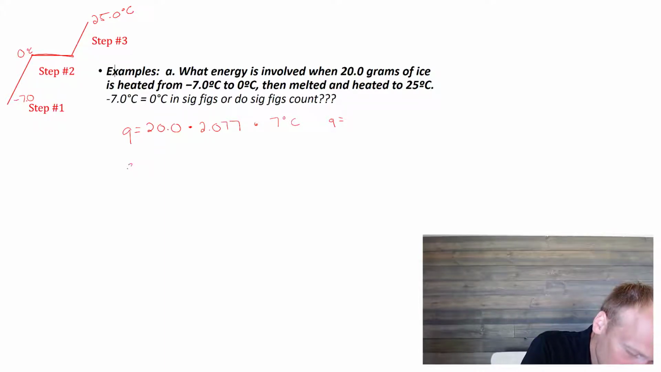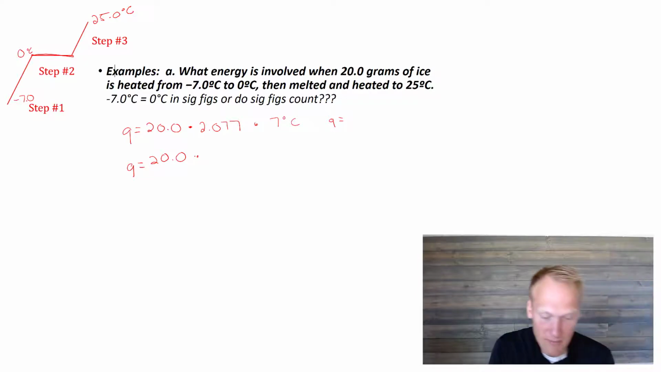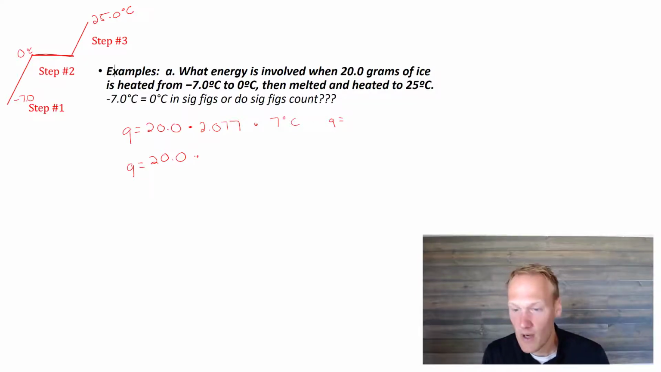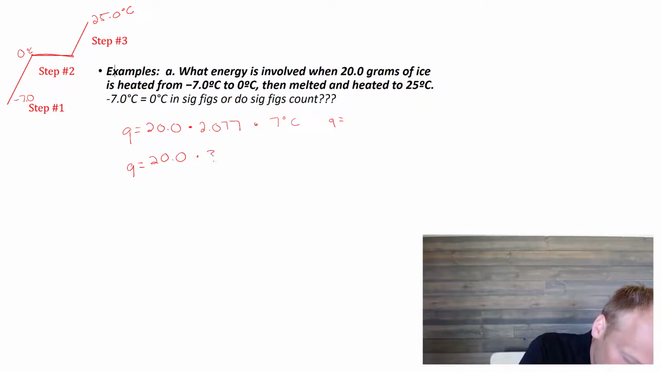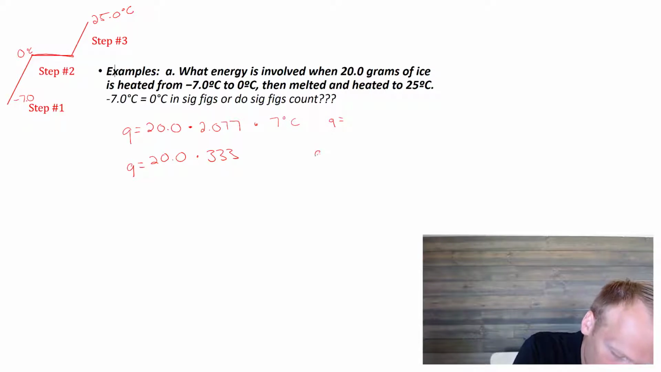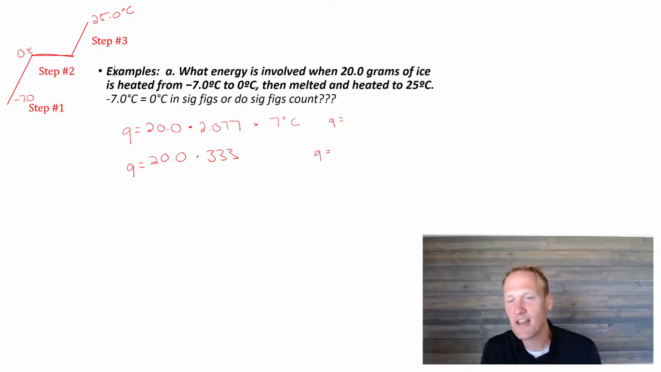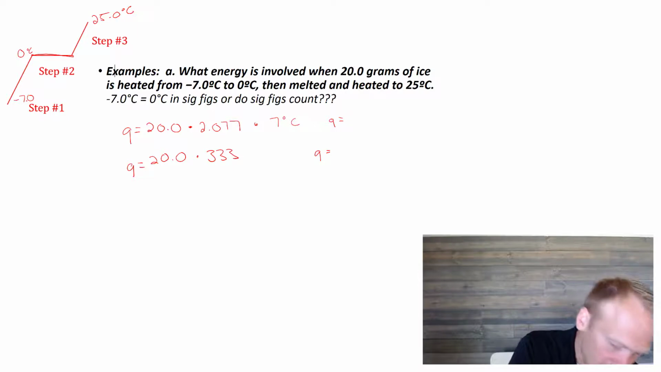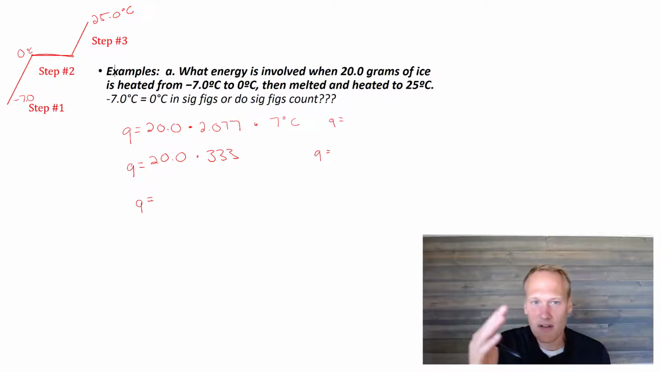The next thing we need to calculate is the phase change. We need to know how much energy is required to take this 20 grams and basically melt it. We need to use the heat of fusion, and that would be 333. So for every gram of what we have, it's going to take 333 joules of energy. We just multiply them together, and that would give us the Q for the phase change. And then finally, we would take Q, and we need to go from 0 to 25.